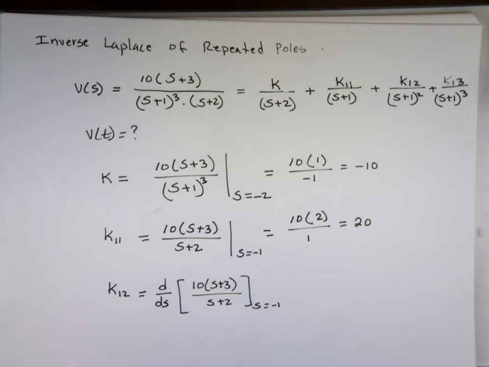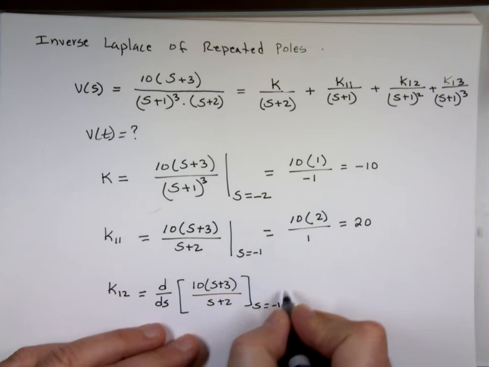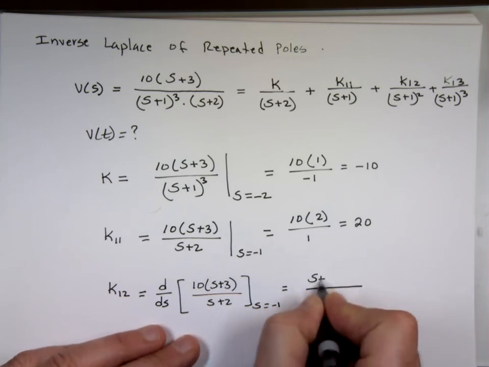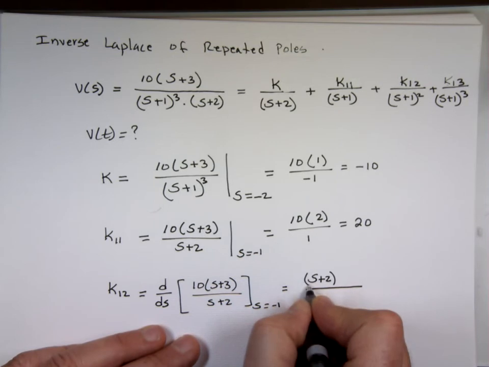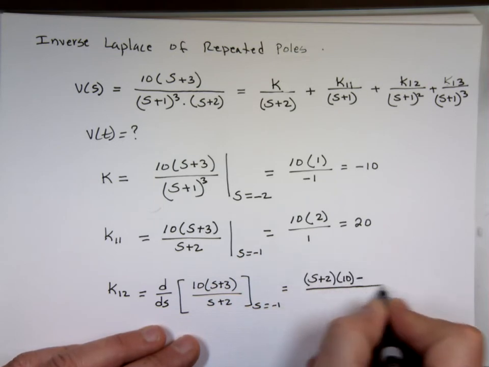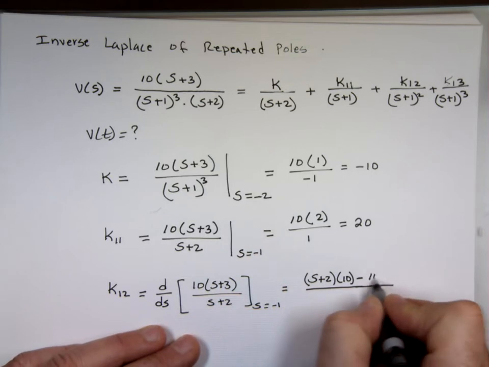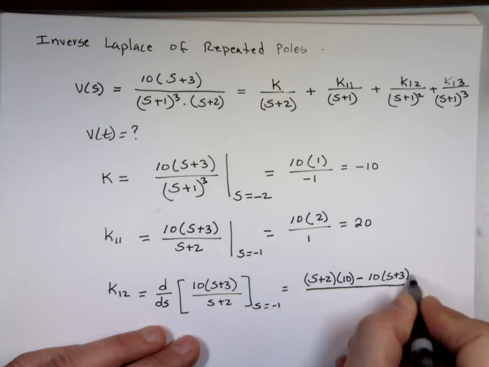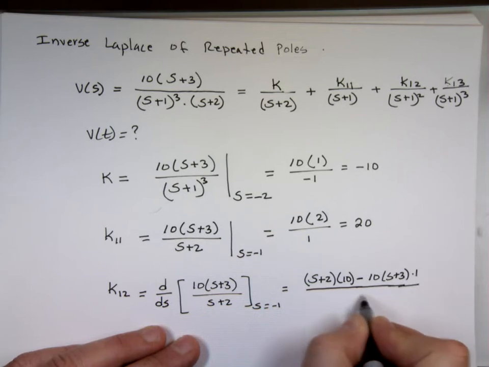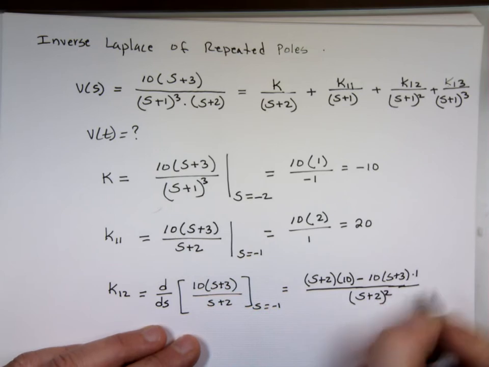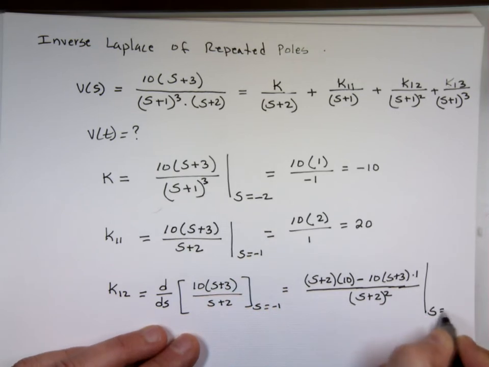Then I have to use the quotient rule, right? You have a fraction. And it's the bottom times the derivative of the top, which is 10, minus the top times the derivative of the bottom, which is 1, over the bottom squared. Is that what the quotient rule is? When s equals negative 1.